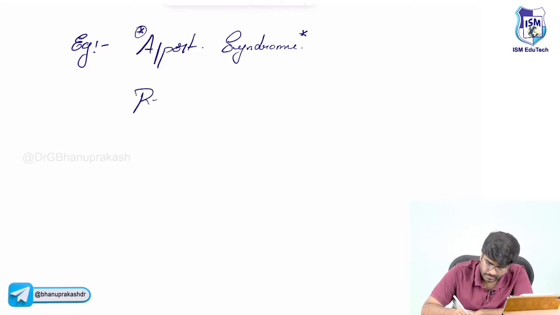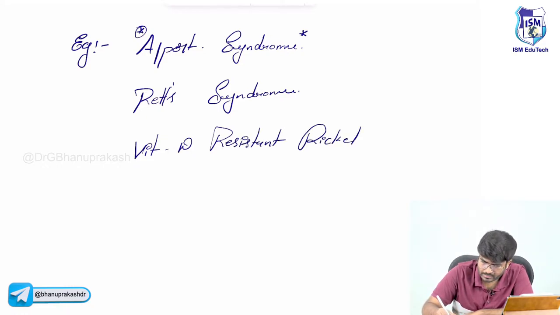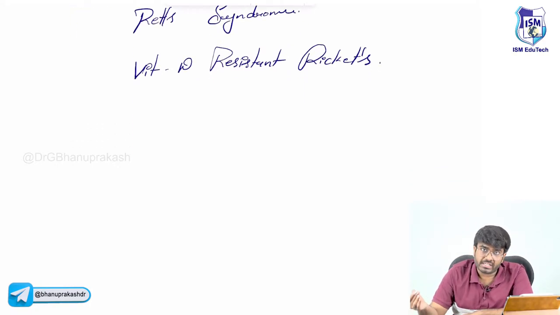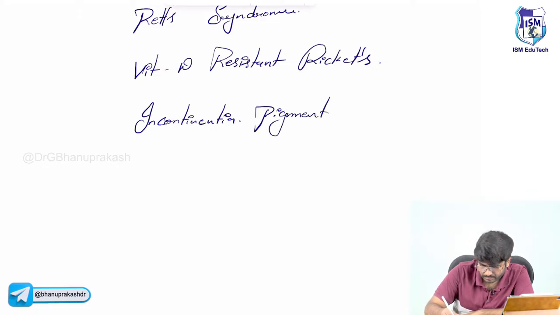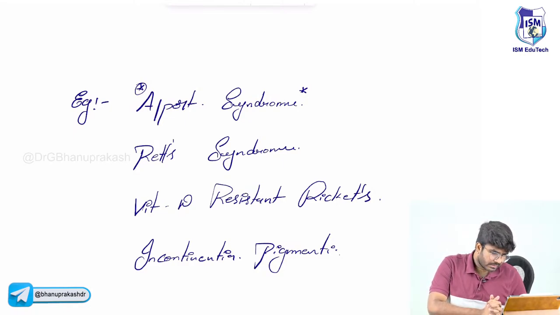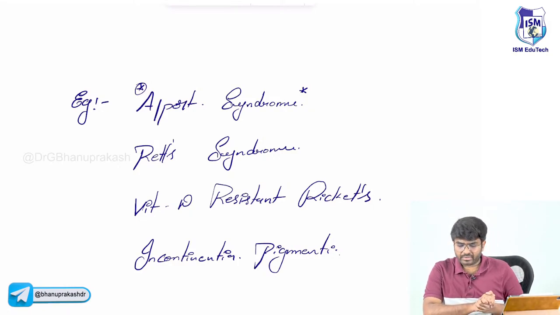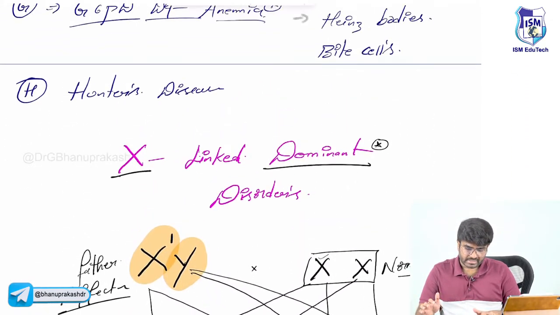Next, Rett syndrome. Next, vitamin D resistant rickets, and finally incontinentia pigmenti. These are the four diseases which I want you to know: Alport syndrome, Rett syndrome, vitamin D resistant rickets, and incontinentia pigmenti. These are the diseases which follow the X-linked dominant pattern.